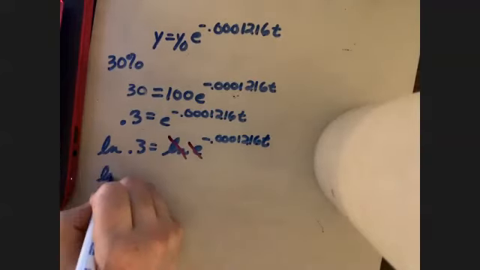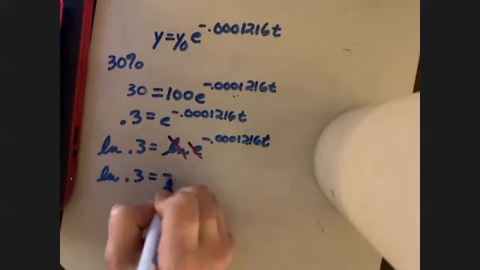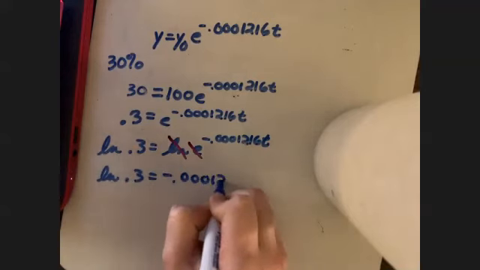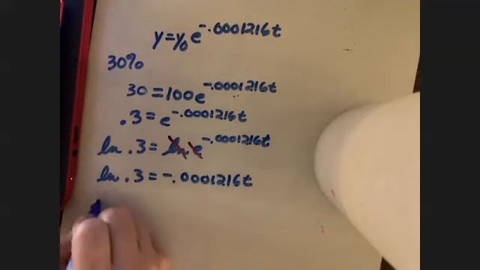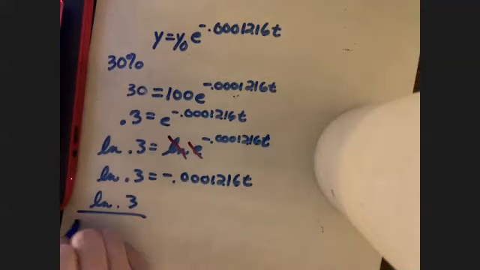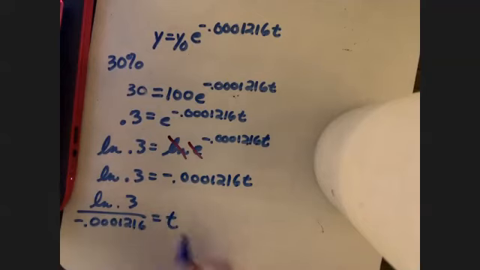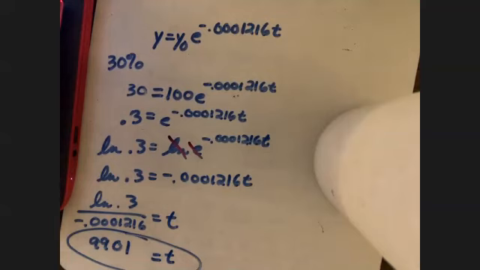So we've got natural log of 0.3 divided by negative 0.0001216. We get that t is 9901, basically. So this is how old that object is.